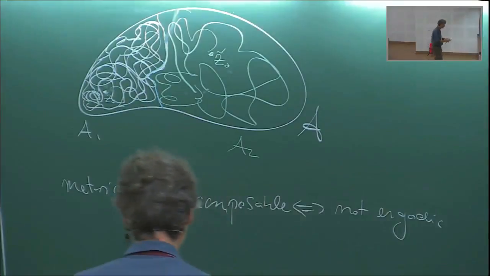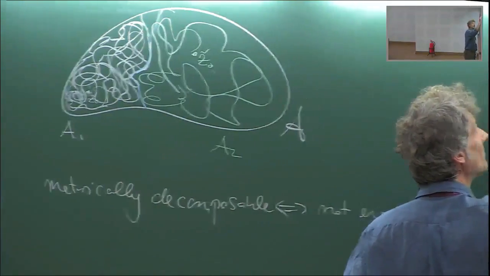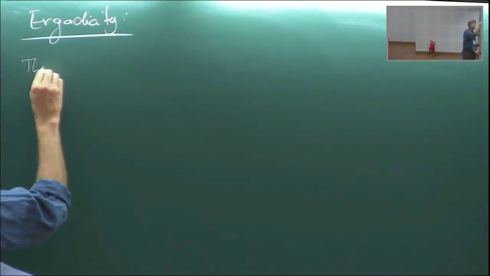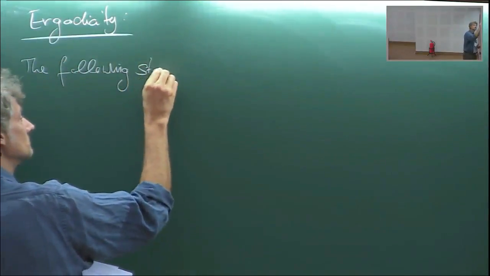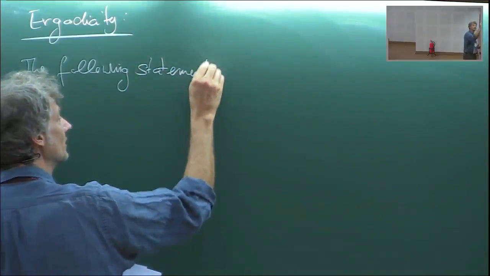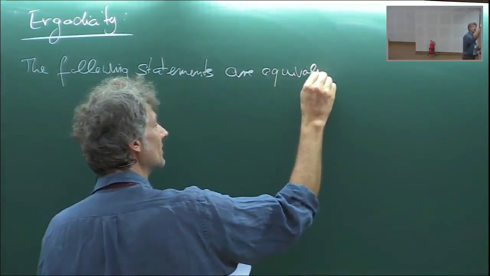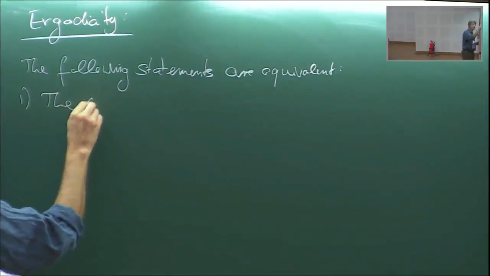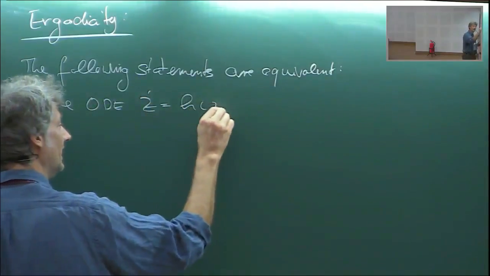So let's look formally at ergodicity and say the following statements are equivalent. So let's collect what we just discussed, and make it formal. So the first one is: the ODE z dot equals h of z is ergodic.